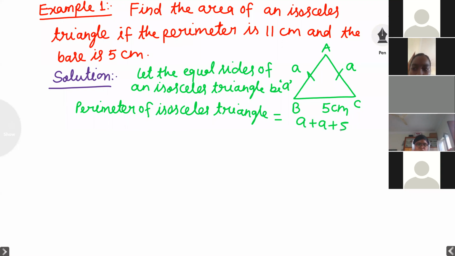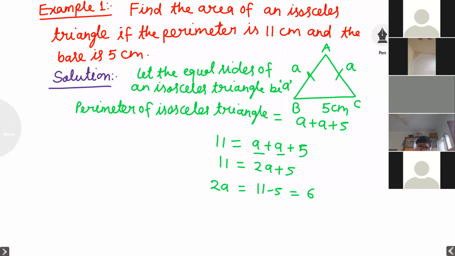Now this perimeter he has already given, what? 11. This perimeter he has given already, 11. 11 is equal to A plus A plus 5. Both are like terms, 2A plus 5. 2A is equal to 11 minus 5, which is 6. A is equal to 6 by 2, which is 3. The value of A has come 3.